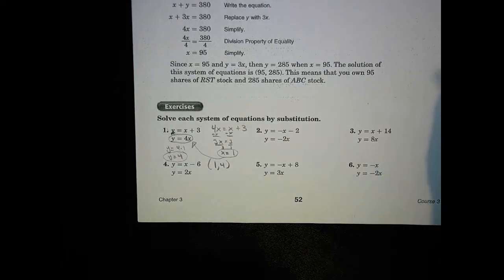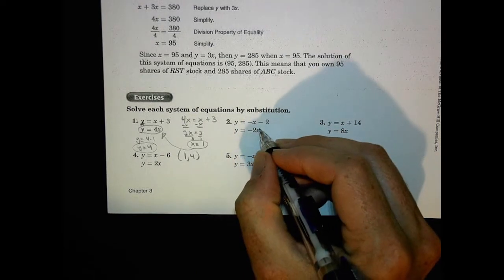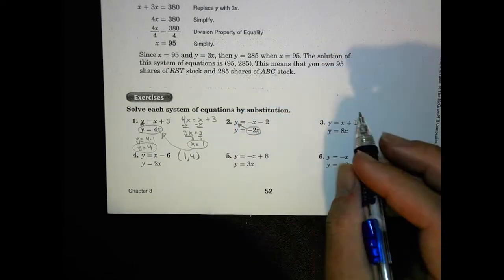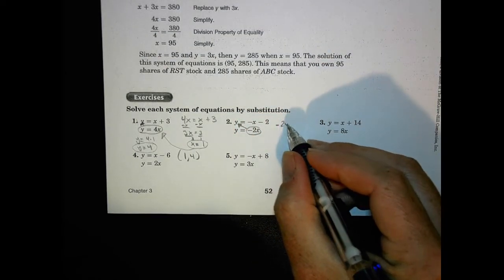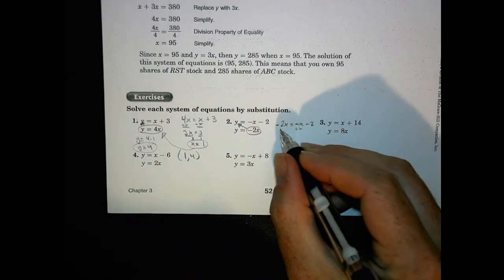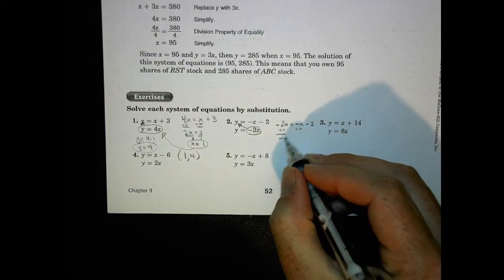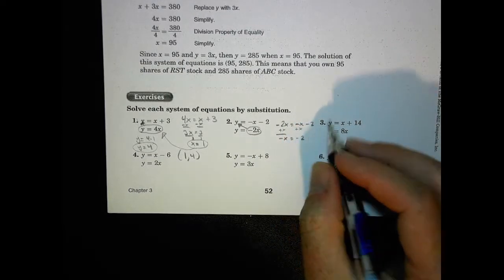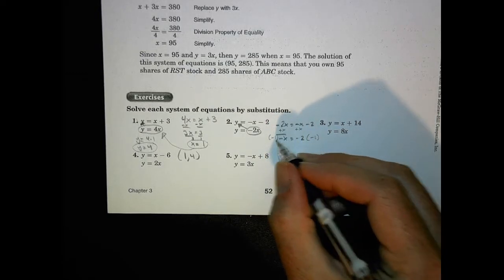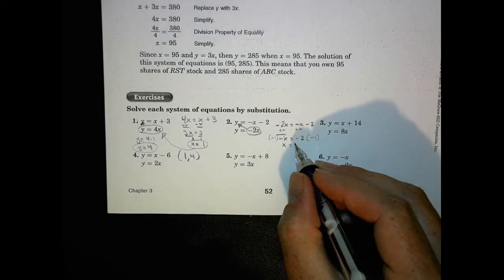Alright, let's try another one. Let's try number 2. So here we have y equals negative 2x. We're going to take that value and substitute it in for that y value there. So negative 2x equals negative x minus 2. Let's add x to both sides. Negative 2x plus an x equals simply negative x, which equals negative 2. Now I don't want to have a negative value here, so I'm going to multiply both sides by negative 1. Negative 1 times negative x is x, and negative 2 times negative 1 is positive 2.